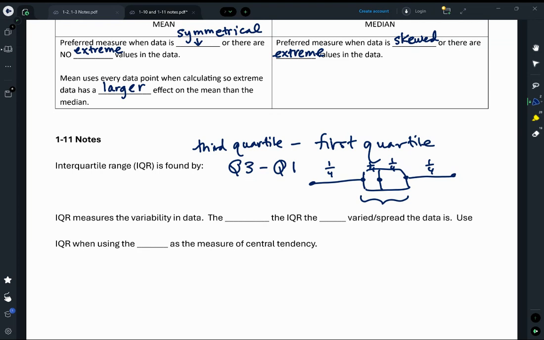So the interquartile range measures the variability in data. So if that range is a really big number, that's measuring how far from here to here. So the bigger that number, the more the data is spread out. So the larger the IQR, the more varied or widespread the data is. Use the IQR when using the median. It goes along with the median as a measure of central tendency.